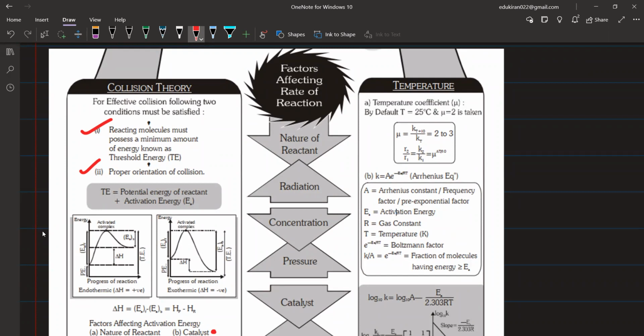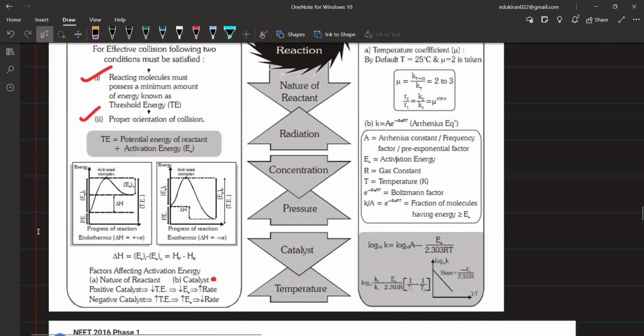Now, threshold energy is equal to the potential energy of the reactant, that is the energy that is already present, and the activation energy. So what is activation energy? Activation energy is the additional energy that is required in order to reach the threshold energy.